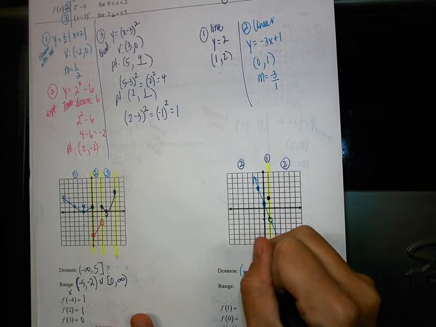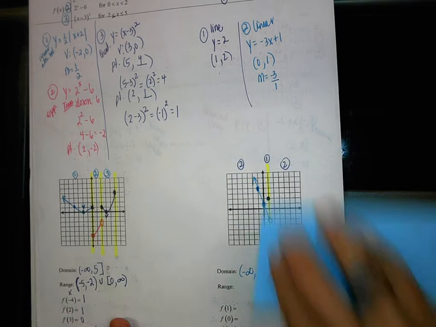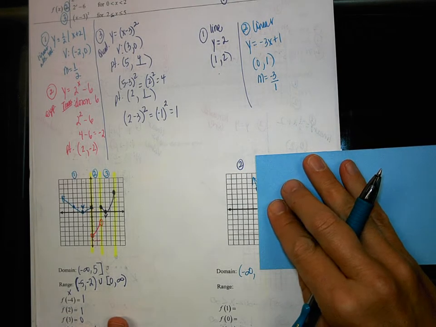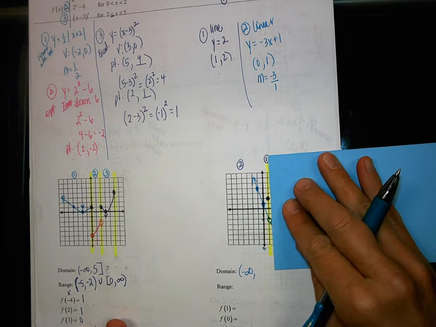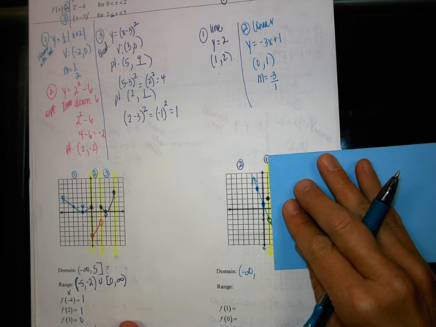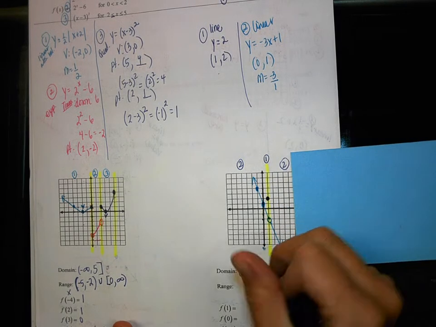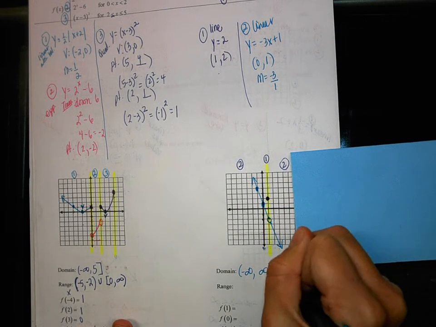Negative infinity. Going from the left, we have an arrow, so that's negative infinity. Going to the right, I have an open circle, but do I also have a closed circle? So we're good. We keep going. We have an arrow, and it goes all the way to positive infinity.